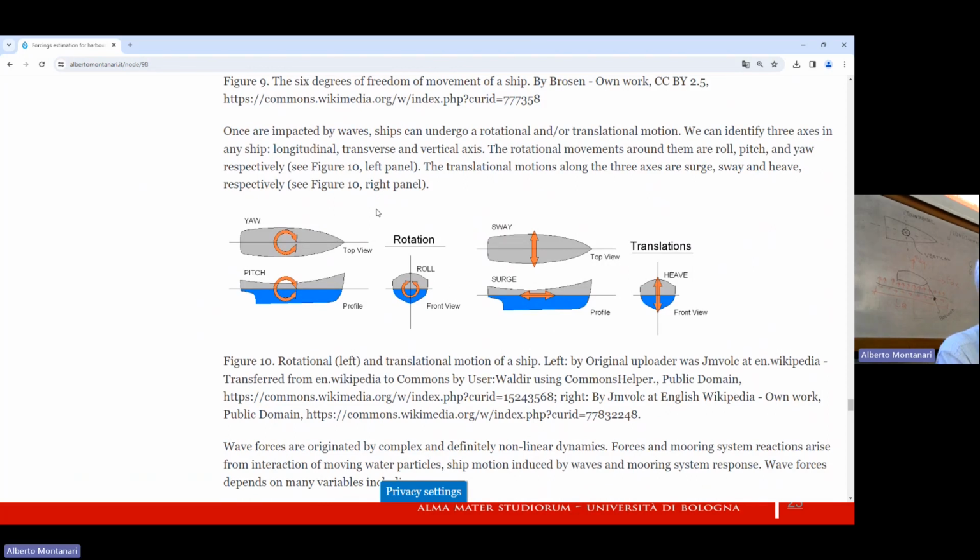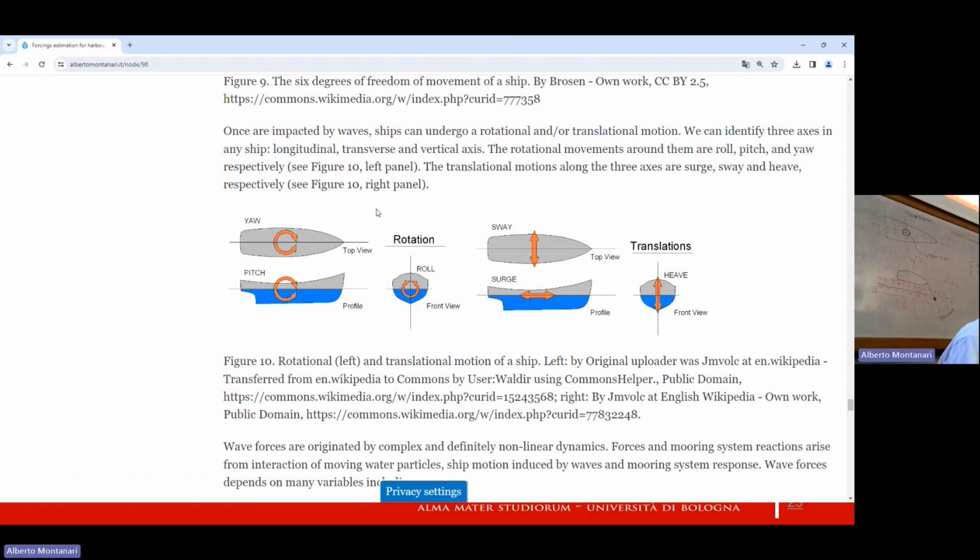So when we talk about rotation, the rotation along the transversal axis is called pitch. The rotation along the longitudinal axis is called roll. And the rotation around the vertical axis is called yaw. So yaw, pitch, roll. So if you want to start from the longitudinal axis, rotation around the longitudinal axis is roll, rotation around the transversal axis is pitch, rotation around the vertical axis is yaw.